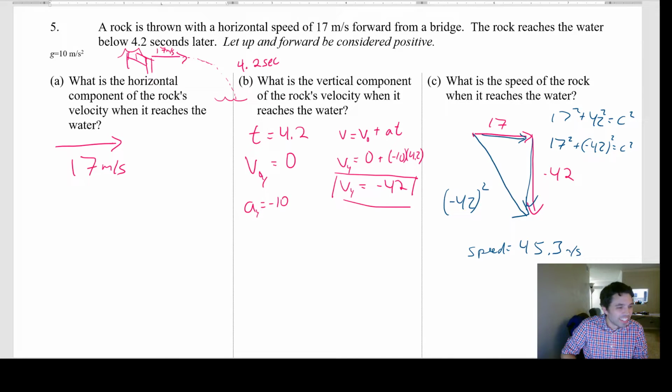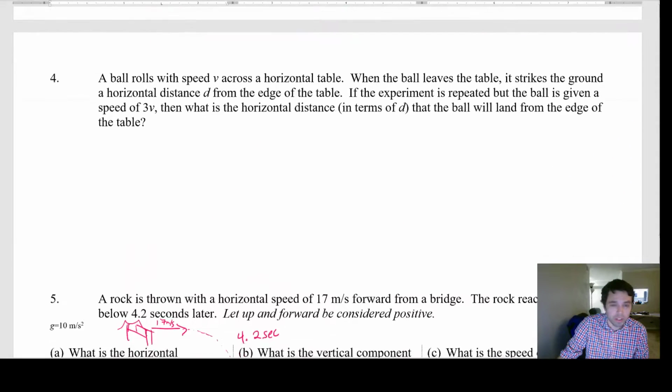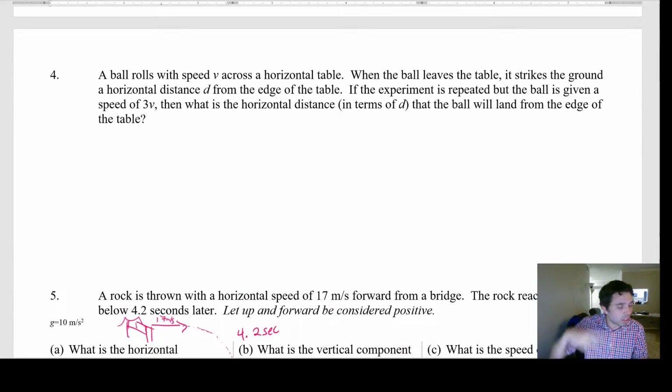Oh, great. Can you go over 4? Which 4, Bianca? The one right here, the one above it. This one, number 4, or the other number 4? This one?